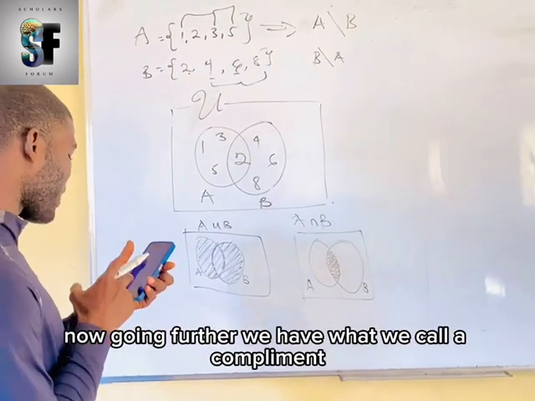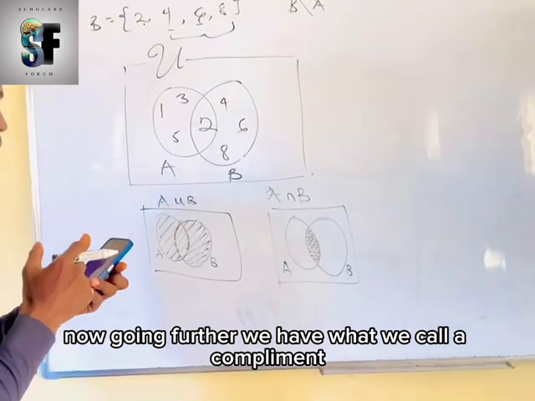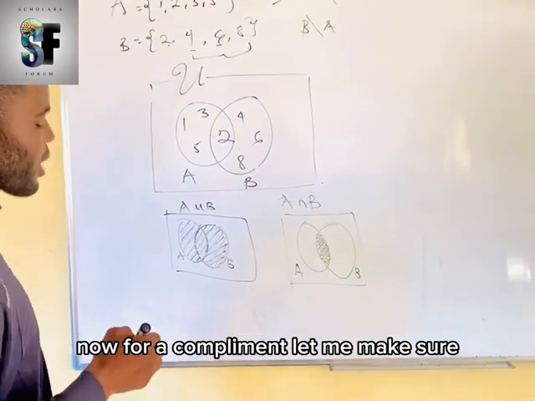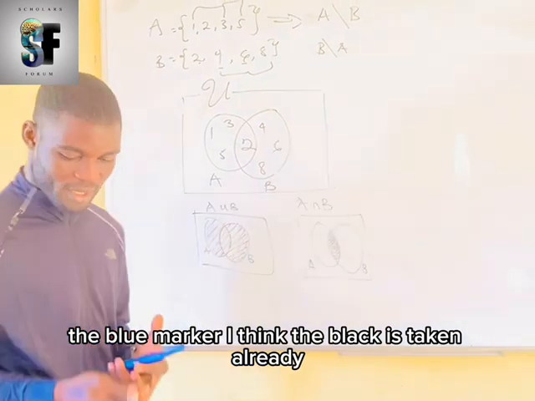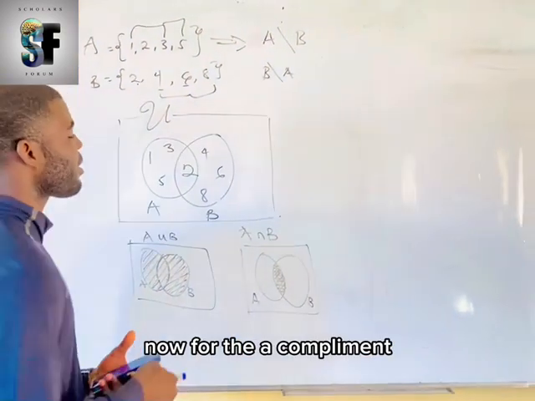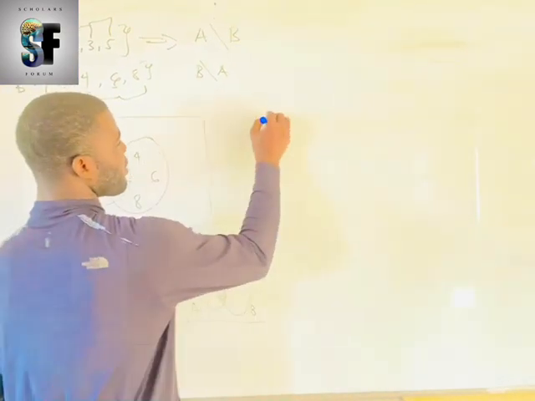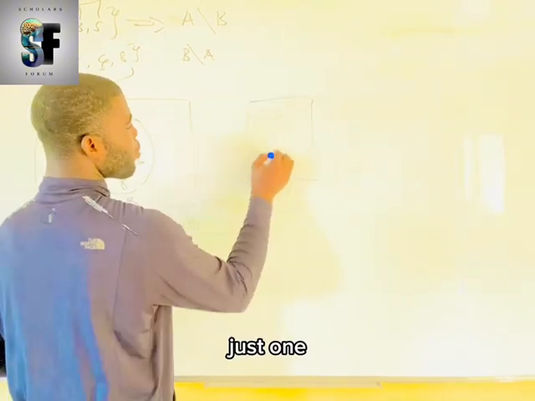Now going further, we have what we call A complement. For A complement, let me make use of the blue marker. I think the black is fitting already. Now for the A complement, just one.